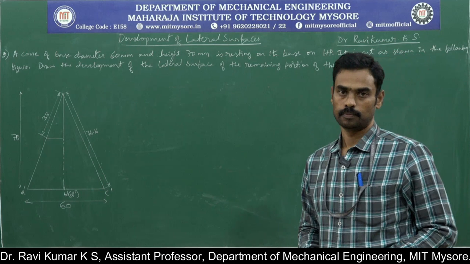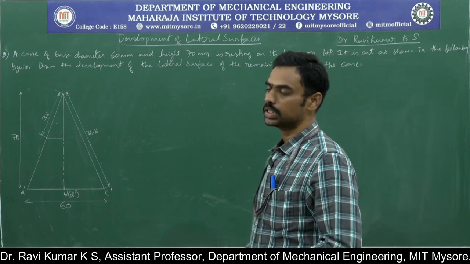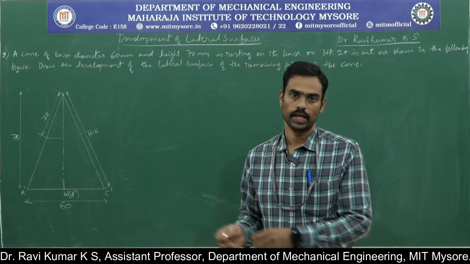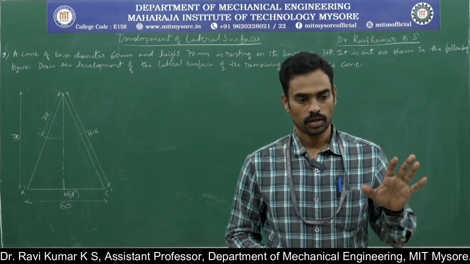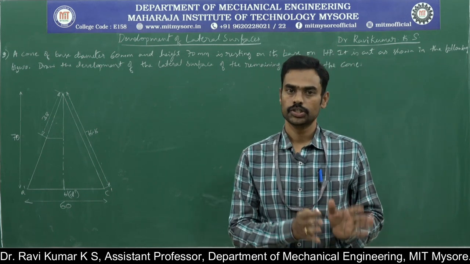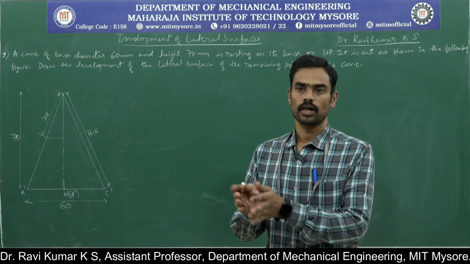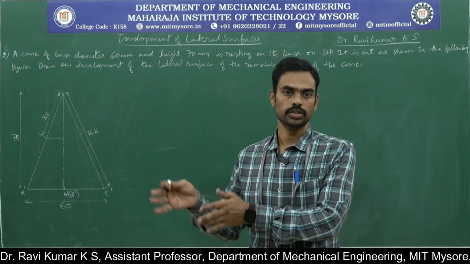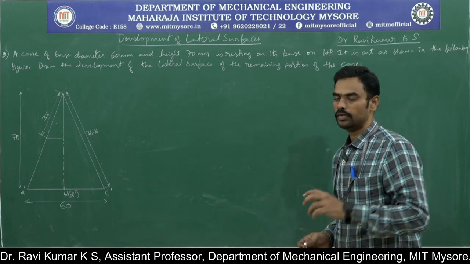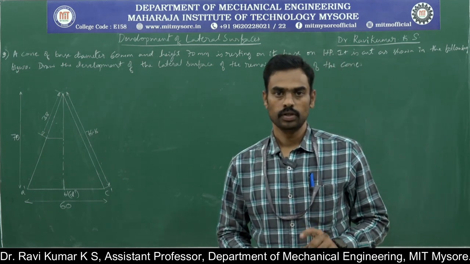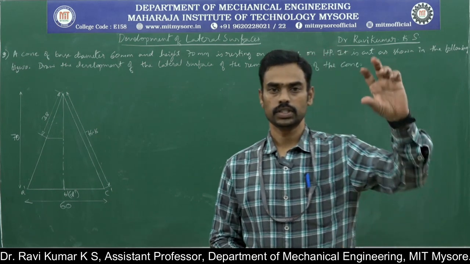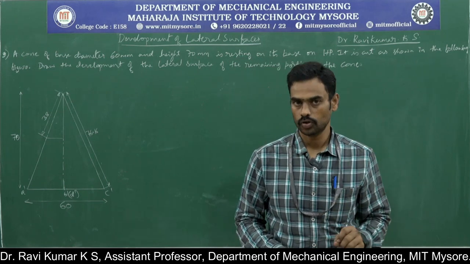It's on cone. A cone of base diameter 60 mm. A cone. So cone means again you need to follow the radial line method. So I'll repeat. Prisms and cylinders, you should use the parallel line method. Pyramids and cone, you should use the radial line method. And when it comes to the radial line method, especially in the case of cone, as I mentioned in the first problem of funnel, the first portion of the funnel is made up of cone.